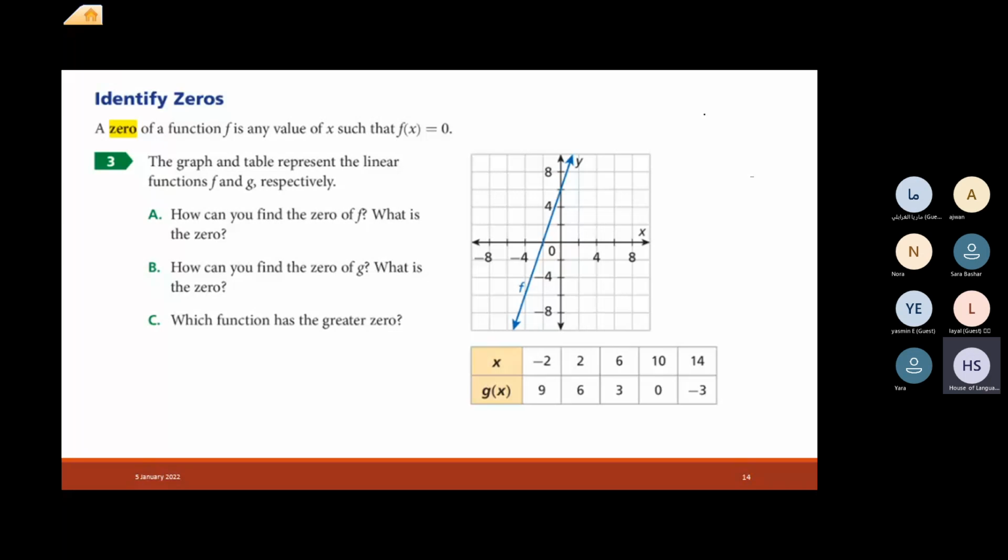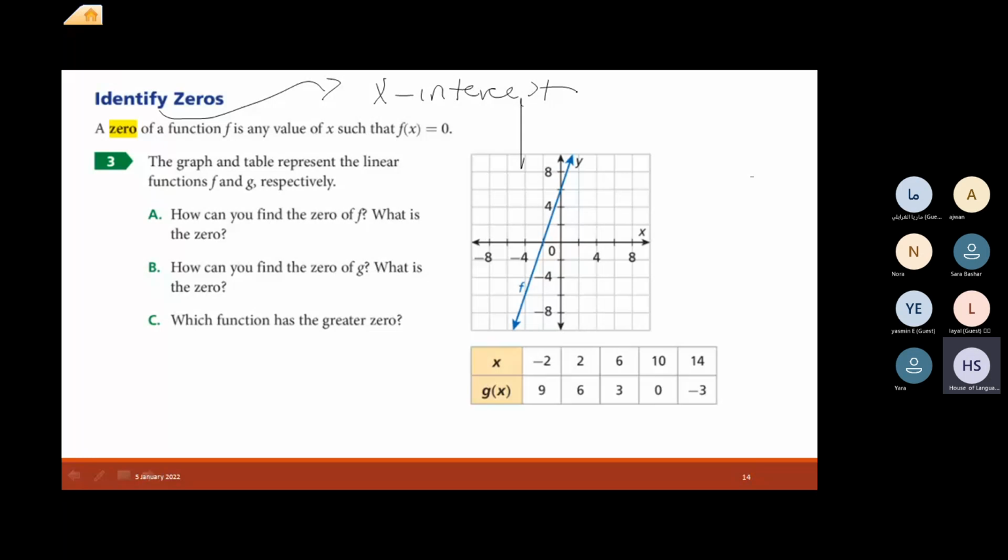What is a zero of the function? The zero of the function, if f of x equals zero. Where is f of x equals zero? So it means the x-intercept. When you find the zero of a function, it means at which values of x, f of x will be zero.